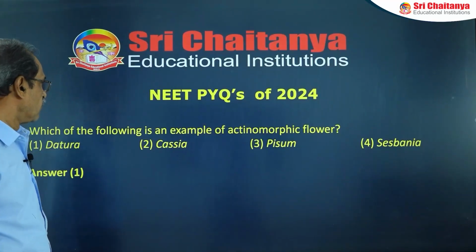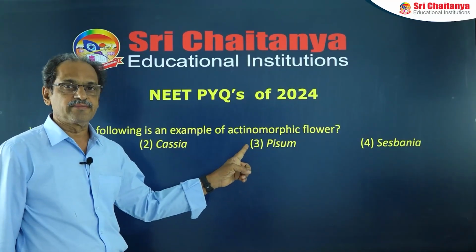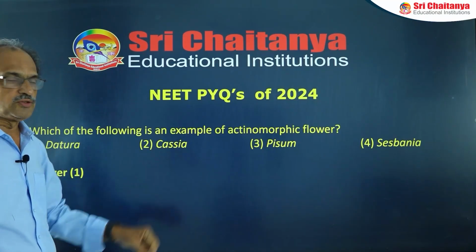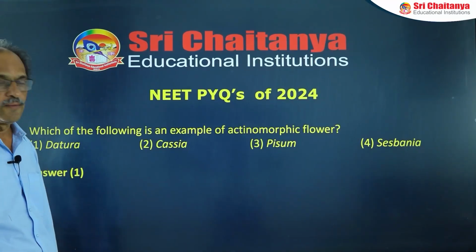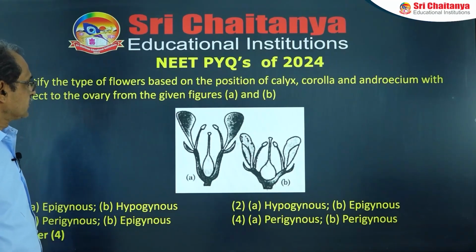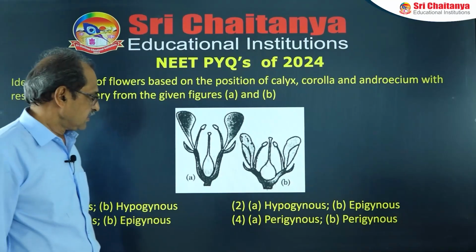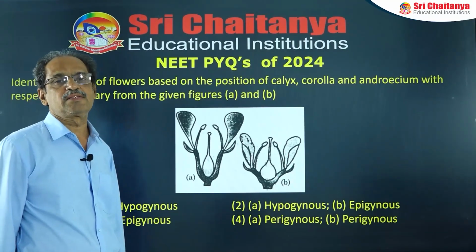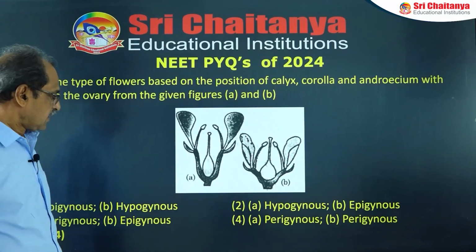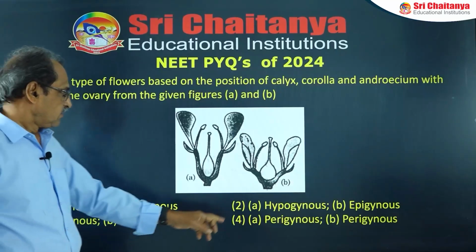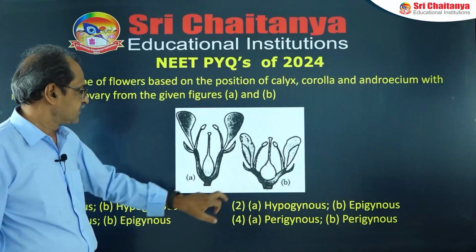The next one is 2024 NEET PYQ. This is the question again on structural symmetry. Again the question is framed based on structural symmetry. The answer is 1, that is Datura. The next one is a diagram based question, 2024. Here the types of flower, based upon the position of ovary with respect to other floral parts. The answer given is 4, where both diagrams are successively perigynous and perigynous.